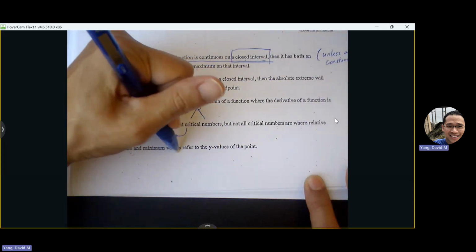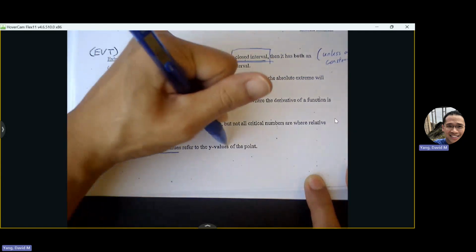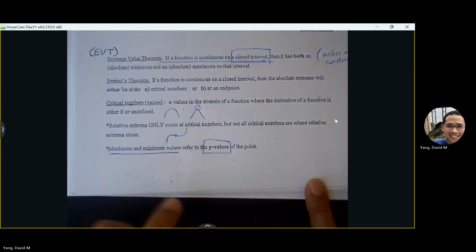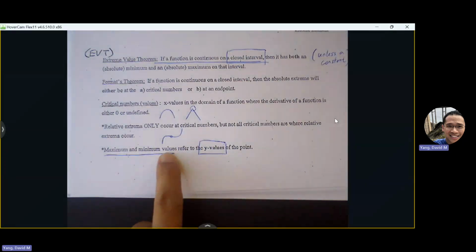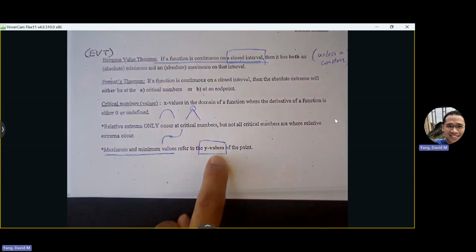Maximum and minimum values refer only to the y values at that point. So on the AP exam, if it says, what is a maximum value? It's kind of vague, right? But we have to understand that if College Board mentions the word value, it's not talking about the ordered pair. It's not talking about the x value. It's just talking about the y value.